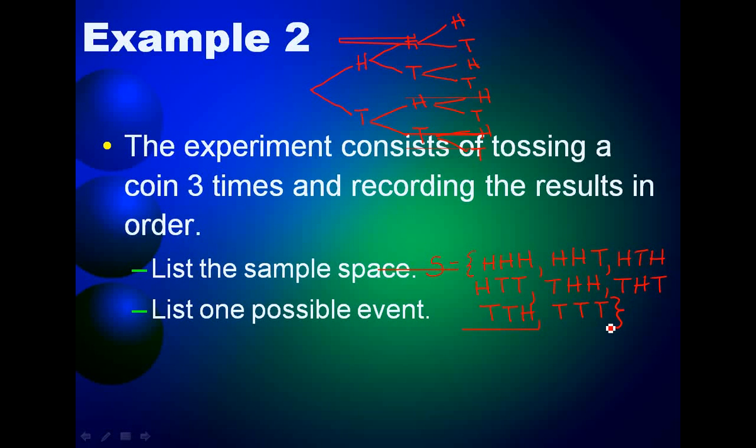So give one possible event. Your event could be exactly two heads. So the outcomes that would be in this event would be heads, heads, tails, heads, tails, heads, tails, heads, heads, and that's all. Exactly 2 heads.